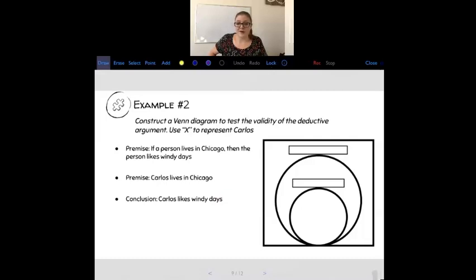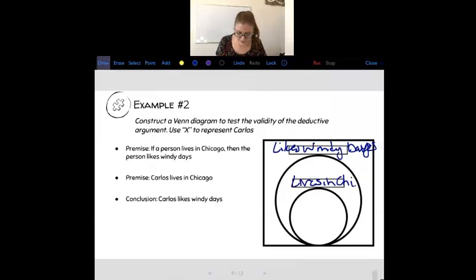So taking from premise 1 is how we construct our subset Venn diagram. If a person lives in Chicago, then a person likes windy days. Which one is a subset of the other? We have likes windy days, and lives in Chicago. I'm just going to abbreviate it. So what this subset is saying is if you live in Chicago, then you like windy days.